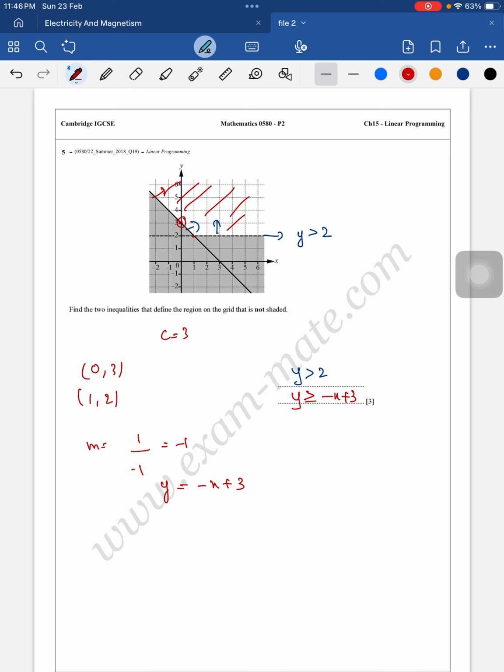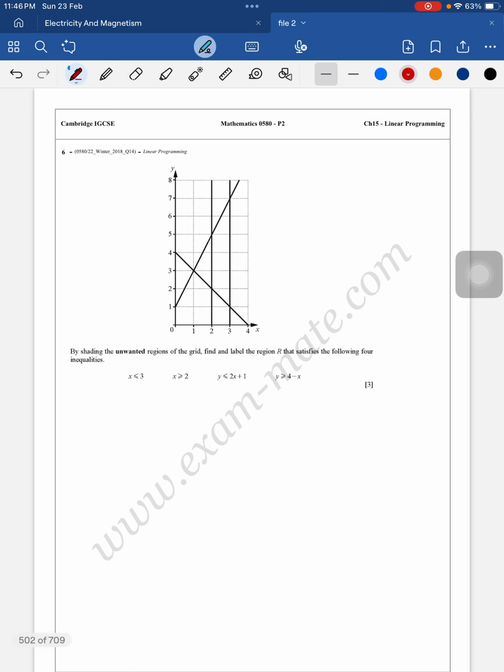Okay, the 2 inequalities defining the region that is not shaded are, one is y is greater than 2, and the second one is y is greater than or equals to minus x plus 3. I hope that's clear. Okay, let's move to question number 6.